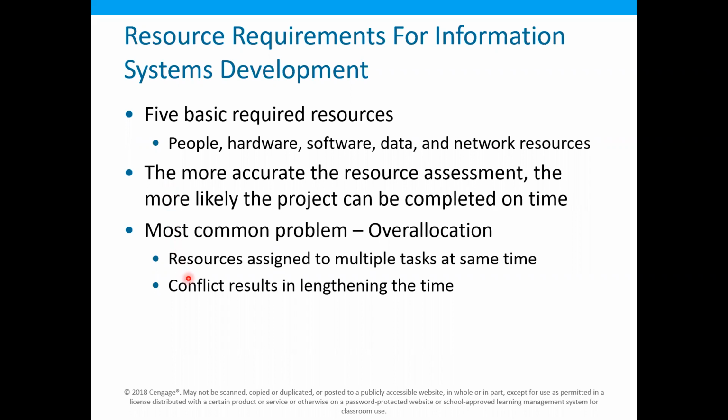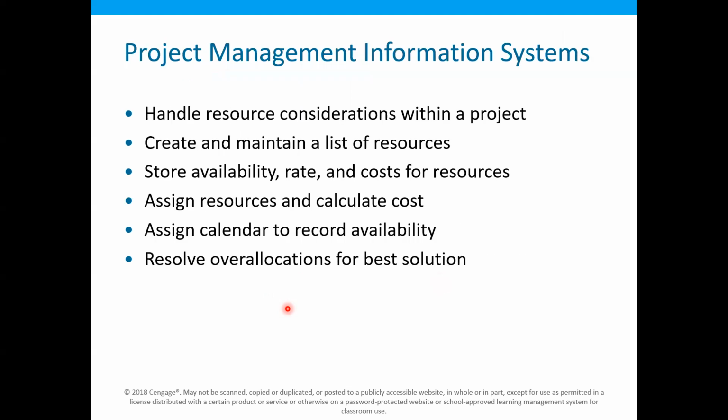The most common problem in the resource allocation is the over allocation. By the over allocation, it means that resources are assigned to multiple tasks at the same time. That means a resource is needed on more than one task at the same time. So this is clearly a conflict for the use of resources, which should be minimized and eliminated from the project for better resource management.